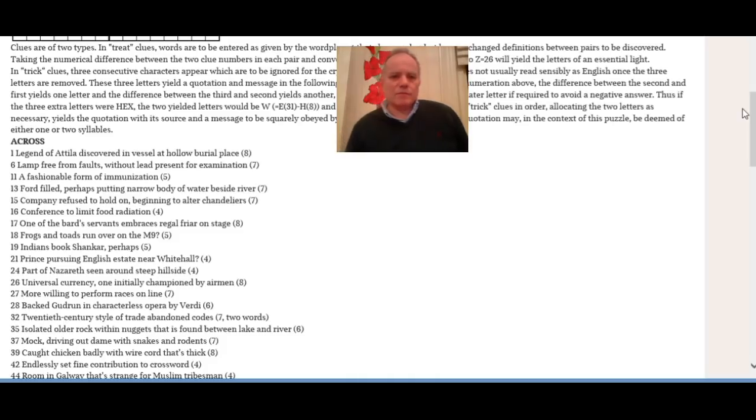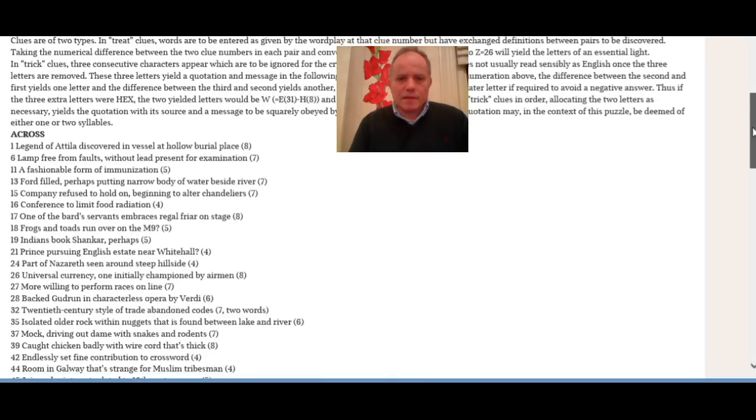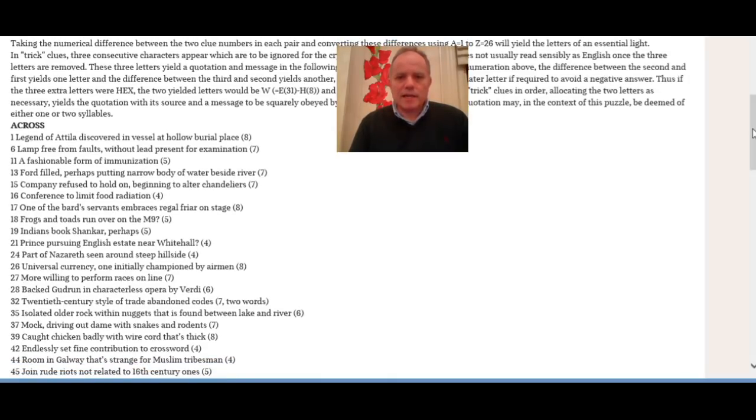Thus, if the extra three letters were HEX, the two yielded letters would be W, E31 minus H8, and S, X24 minus E5. Reading down the trick clues in order, allocating the two letters as necessary, yields the quotation with its source and a message to be squarely obeyed by solvers. The second word of the quotation may, in the context of this puzzle, be deemed of either one or two syllables.